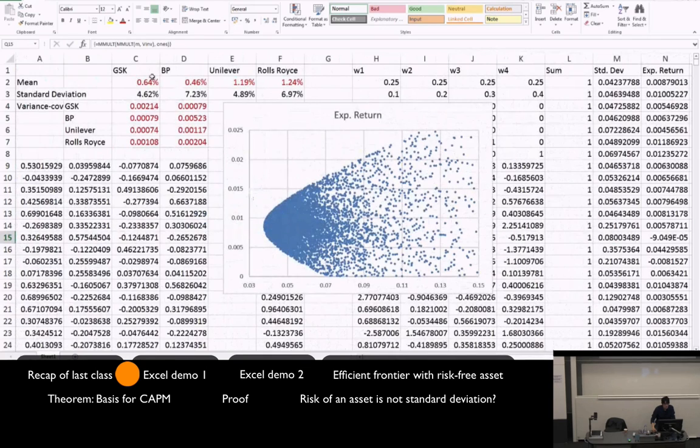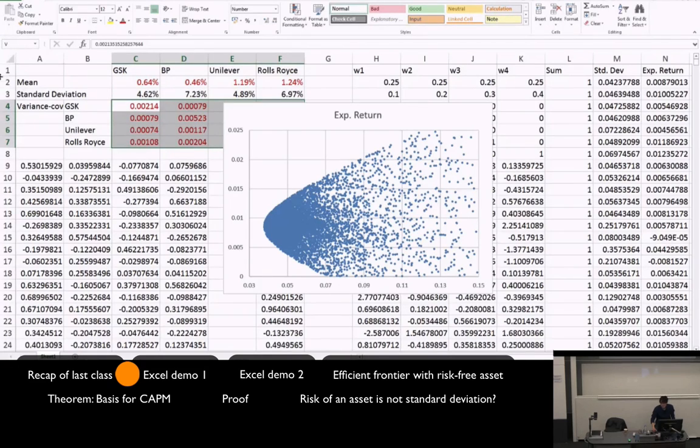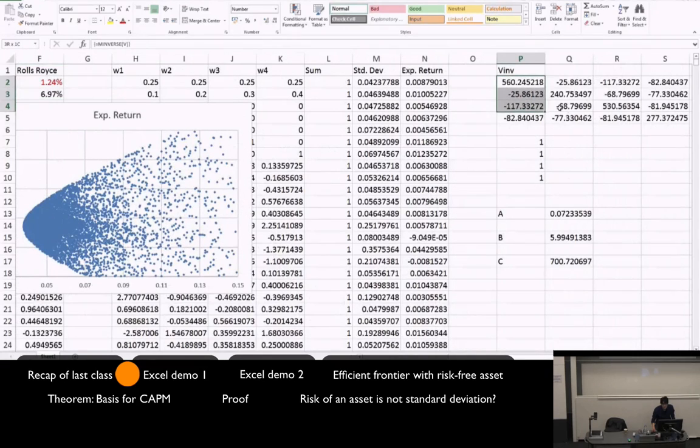To refresh your memory, we have only 4 companies in this example: GSK, BP, Unilever, Rolls-Royce, and this is our mu vector, which we named as M. And this is our variance covariance matrix, which we named as V. We need V inverse, so here we computed V inverse using the MINVERSE function, and we named this region as V inv. We need a vector of 1s, 1, 1, 1, 1. So this is the vector of 1s, and we named this region as 1s.